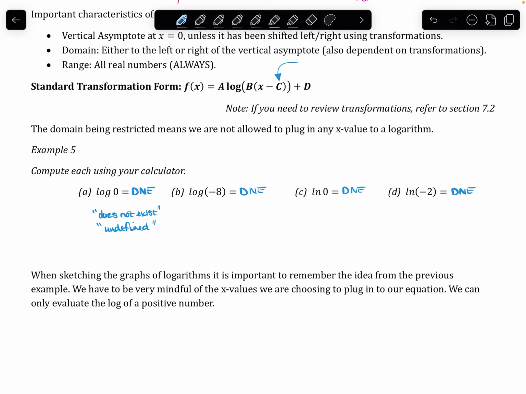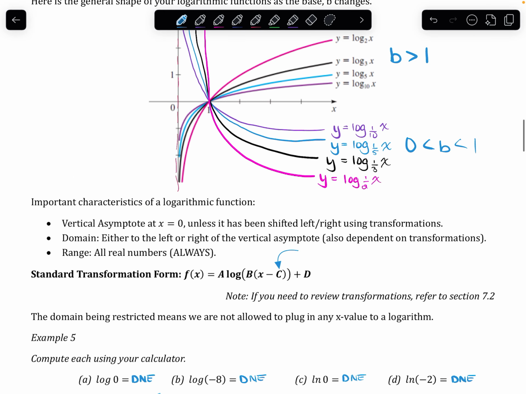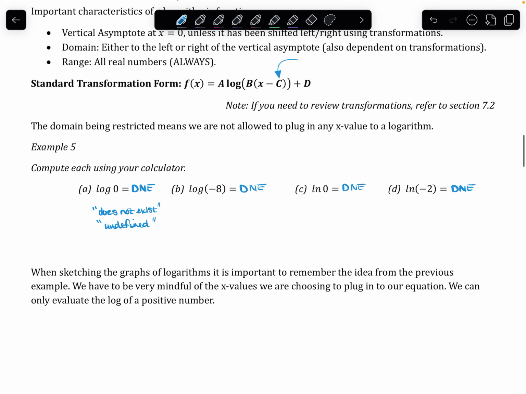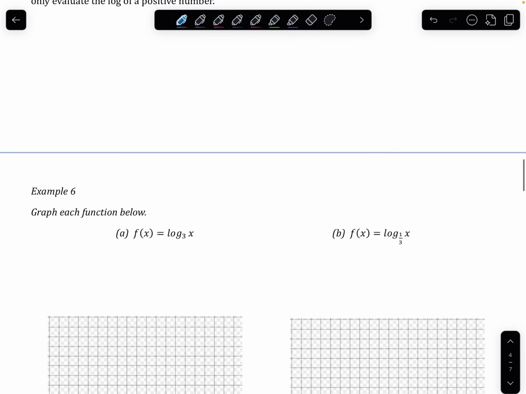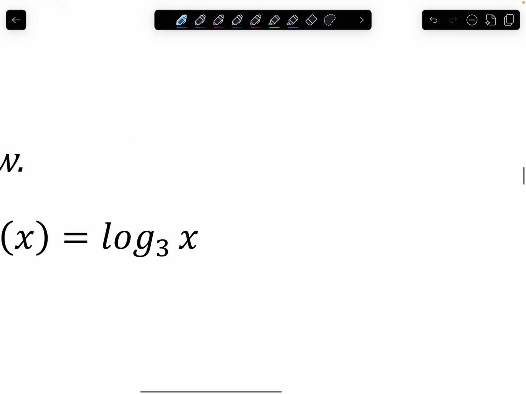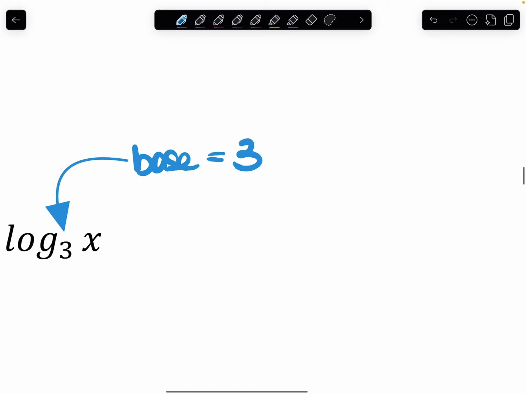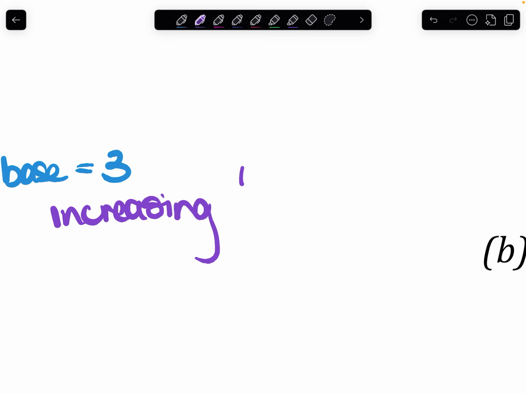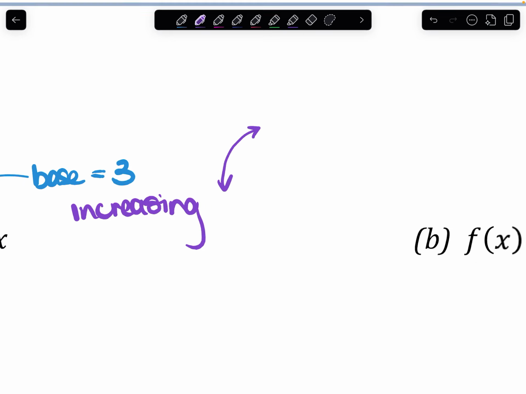All right. So now that we understand why we cannot take those, let's go get a graph sketch. Notice our graph is only going to be on one side of that dashed vertical line, depending on the transformations that we're given. So, graphing each function below. First thing you want to note is the base. Here, our base is 3. What that means as far as our graph goes is that it is increasing unless we have a transformation that's going to change it. So that is going to swing up and to the right based on the base given.